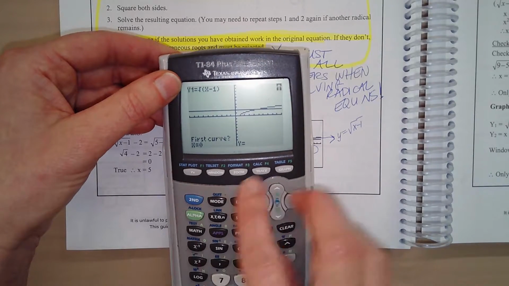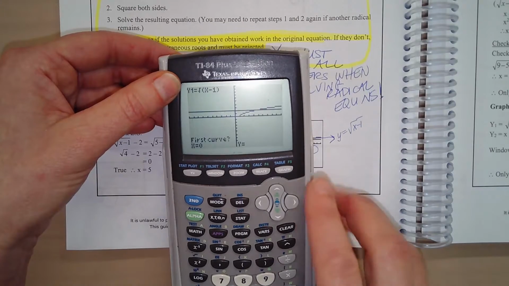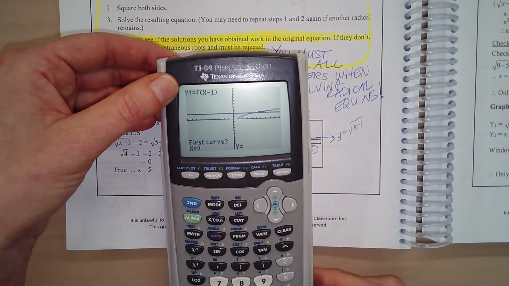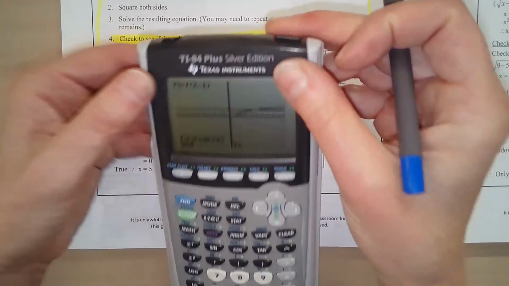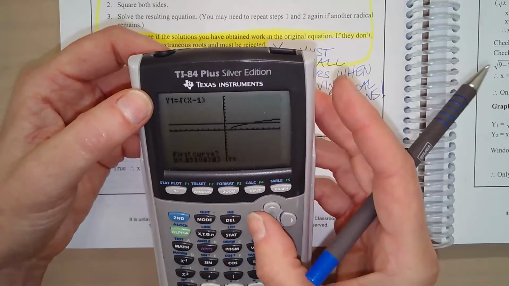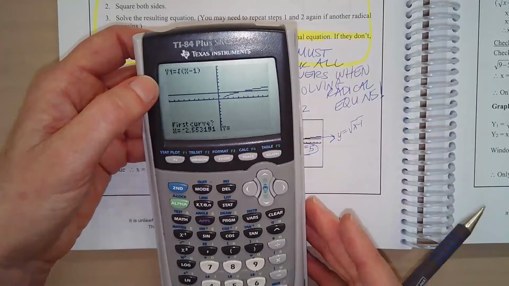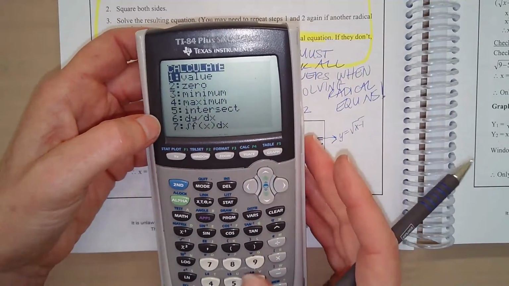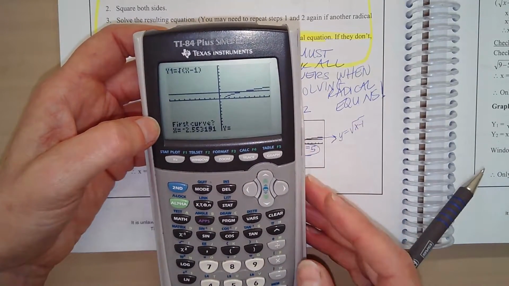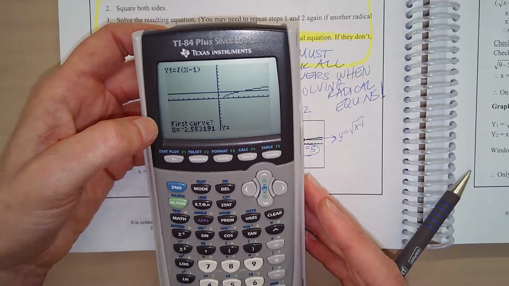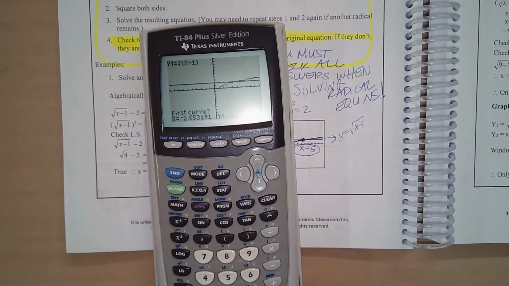What is wrong here? It's frozen on me. First curve, yes. I don't know what's happening, guys. First, okay, second calc, number 5, intersect. First curve, it's totally frozen on me.